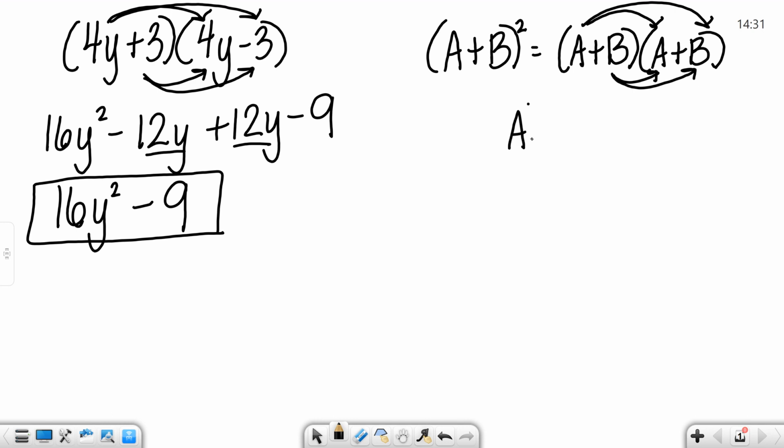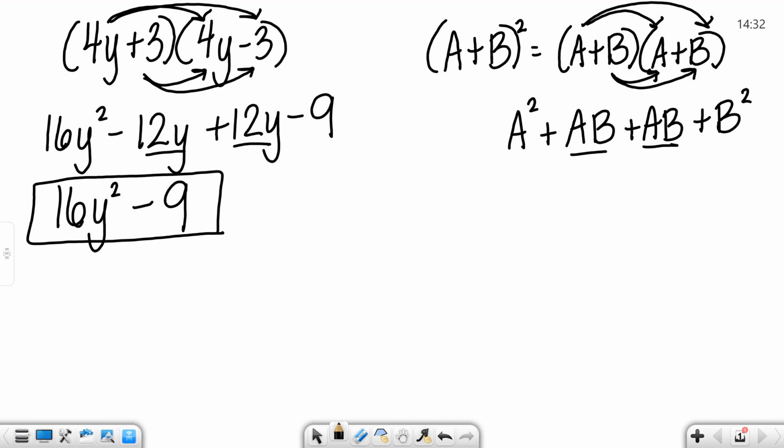So a times a is a squared. A times b is plus ab. Now I'm multiplying the b times a, and I get plus ab. Remember, the order you write a, b in doesn't matter, but whichever one I write first, then I'll do the second one in that same order. And then b times b is plus b squared.